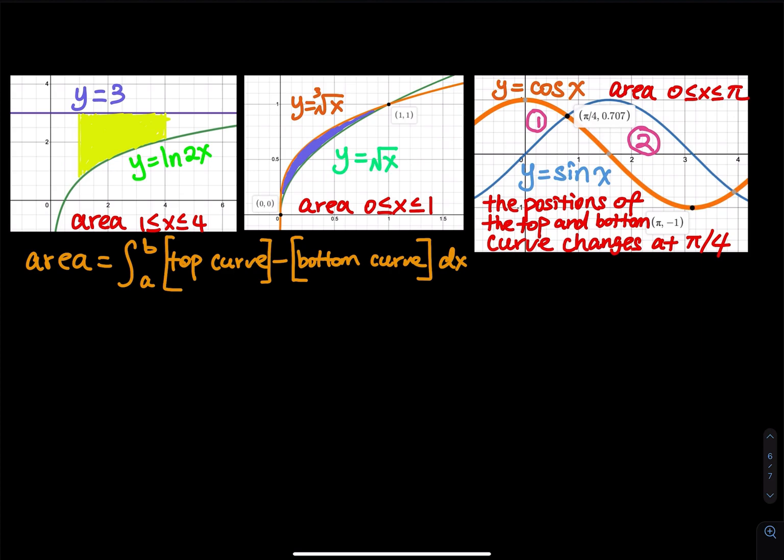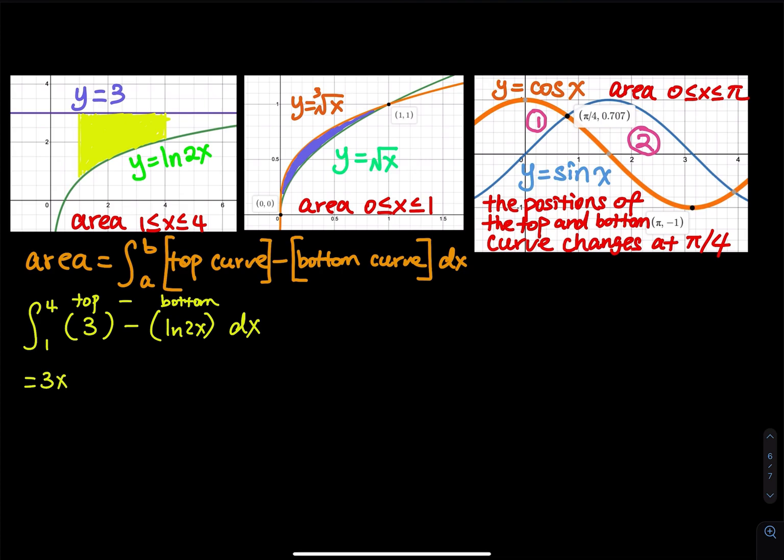So the first one, which one is on top? The straight line is on top, the curve is on the bottom, right? So we have to integrate from 1 to 4, and the graph on top is 3, minus ln 2x, dx. So this is the top curve minus the bottom curve. Okay, the antiderivative of 3 is equal to what? The antiderivative of 3 is 3x, right?